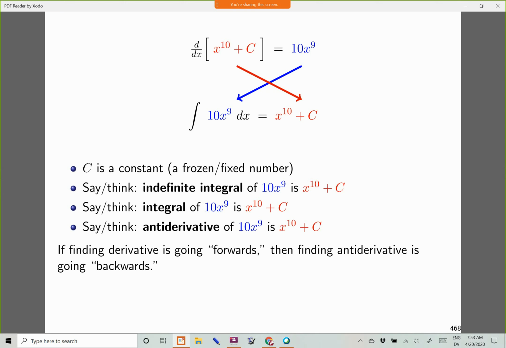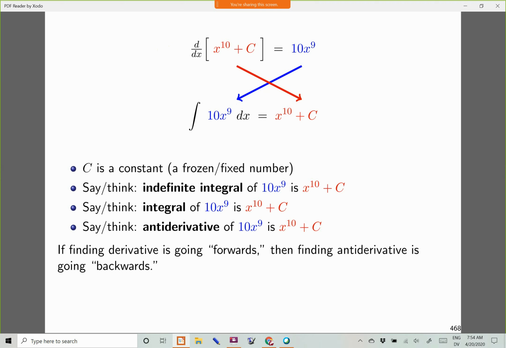I want to really make sure about some of the notation issues that go on. The key thing I want you to notice here is, in reporting that we are now taking the antiderivative of 10x to the 9th, we're presenting what that is: we wrote x to the 10th plus c without an integral symbol.